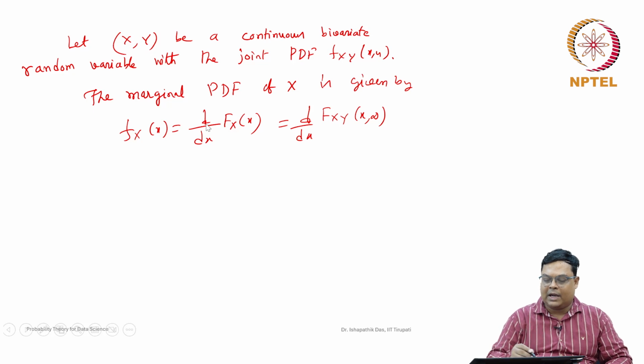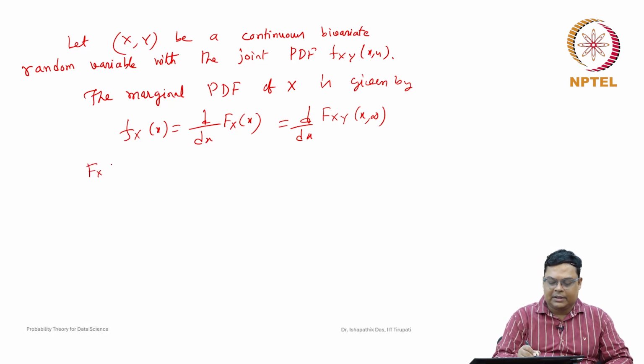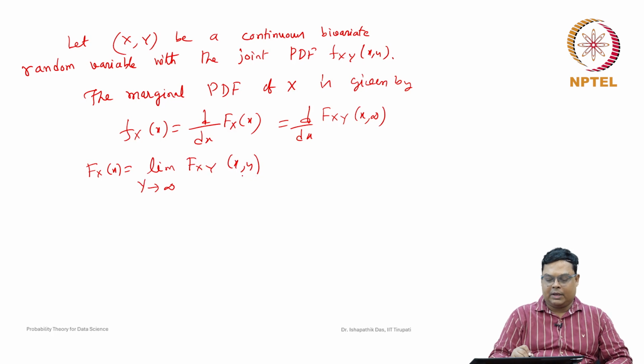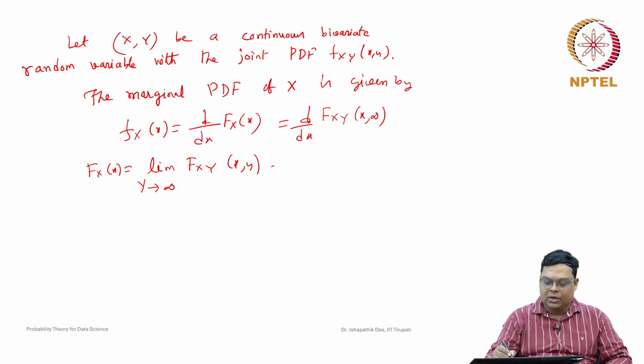First of all, you find what F_X(x) is. F_X(x) is nothing but the limit as y goes to infinity of F_{X,Y}(x,y). Now, F_X(x) is known to us. Suppose we want to find the differentiation of this. This is the limit as y goes to infinity of the probability that X is less than or equal to x, Y less than or equal to y.